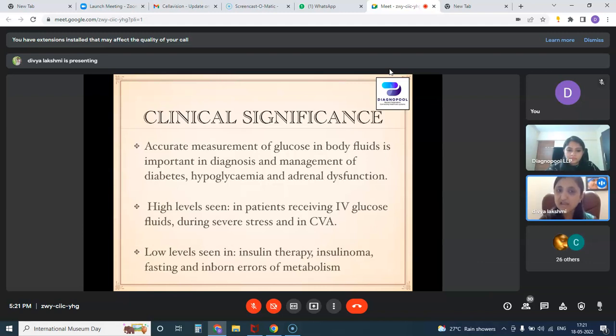Or is the patient taking any IV glucose solution or not? Because so many times it can be misleading. And whenever we get a very low level of glucose, kindly correlate with the history whether the patient is taking any insulin therapy or has any inborn errors of metabolism. Even lab professionals can talk to the clinician, correlate with the history and then dispatch the report. It will reduce most of the errors from the lab.